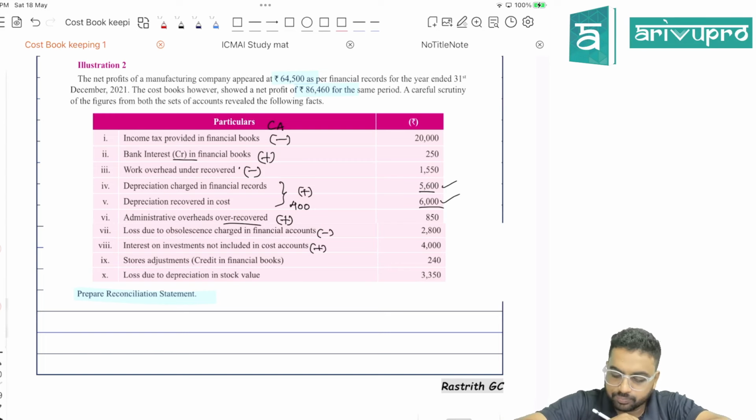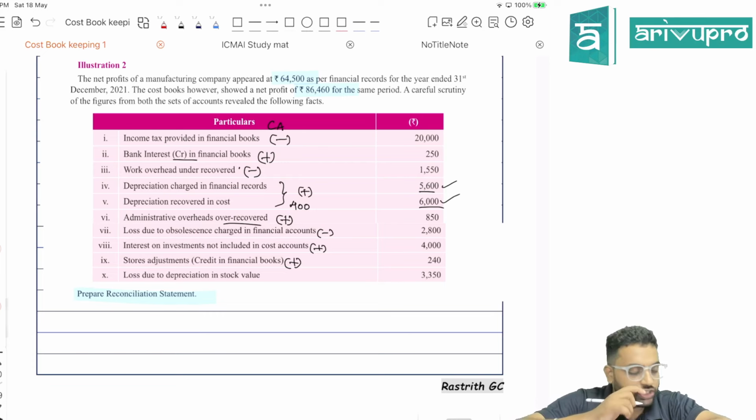Add it to the profit. Sir, stores adjustment, basically stock adjustment. Credit in the financial books, it seems. Credit means income. We showed some credit in the financial books, not shown in the cost books. Because of which, sir, cost book profit is less compared to financial books. So what you should do, sir? Increase the profit.